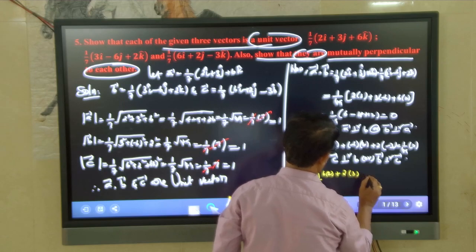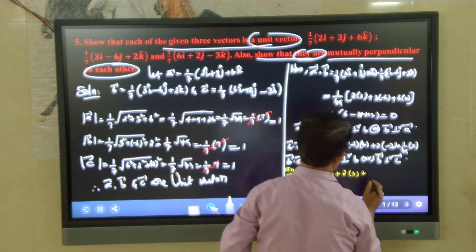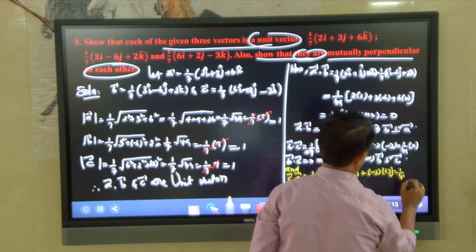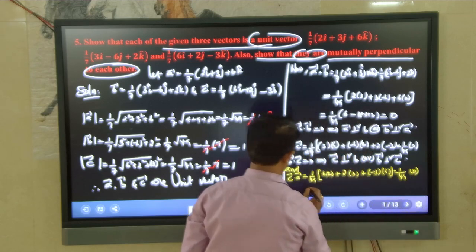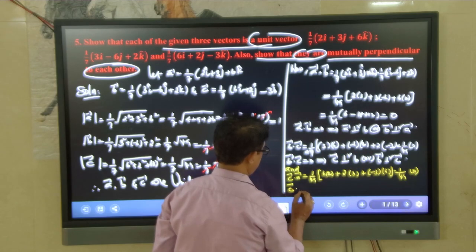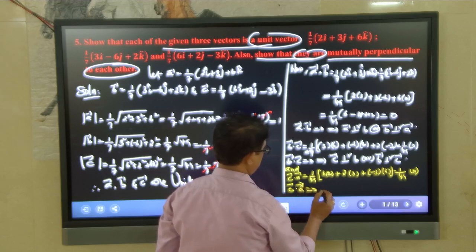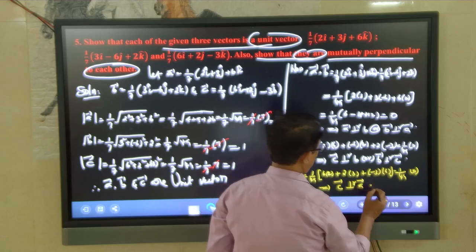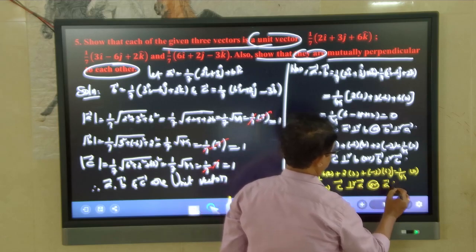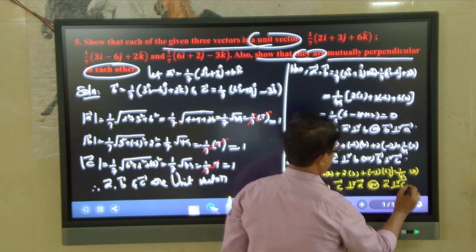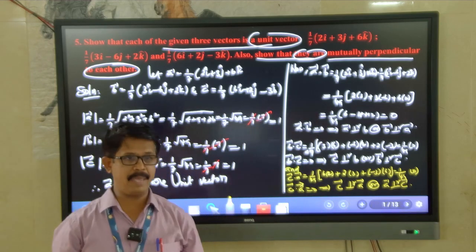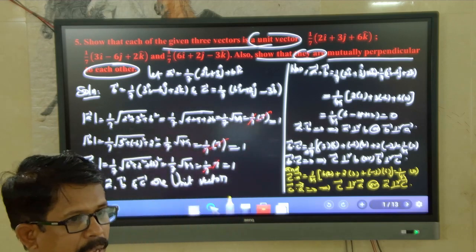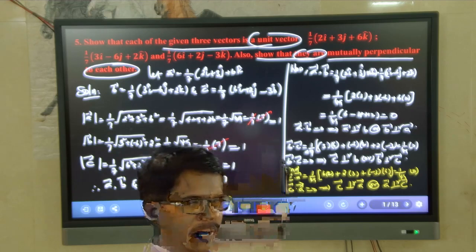2 into 3 plus, here 3 into 6 minus 3 into 6. What is that? 1 by 49 into 0. That is equal to C dot A equal to 0. What is the meaning of that? C vector is perpendicular to A vector, or A vector is perpendicular to C vector. That means A, B and C are mutually perpendicular to each other. Understood? Any doubt? Can I go to the next sum?